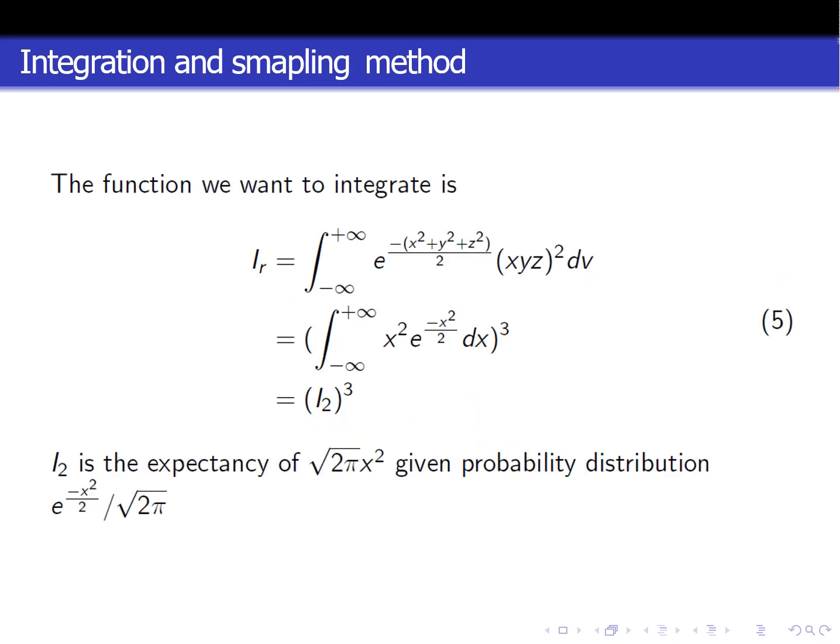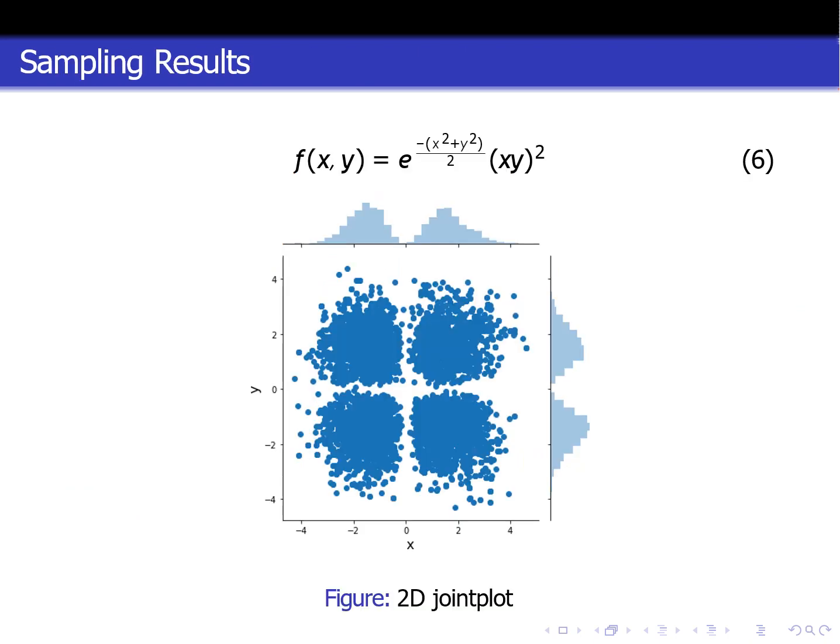We want to integrate over R, but observing I squared, we can consider it as the expectation of some square following a normal distribution. I implemented 1D, 2D, and 3D sampling in my code. Here we take the 2D case for example. You can see both X and Y distributions follow the Gaussian distribution quite well.